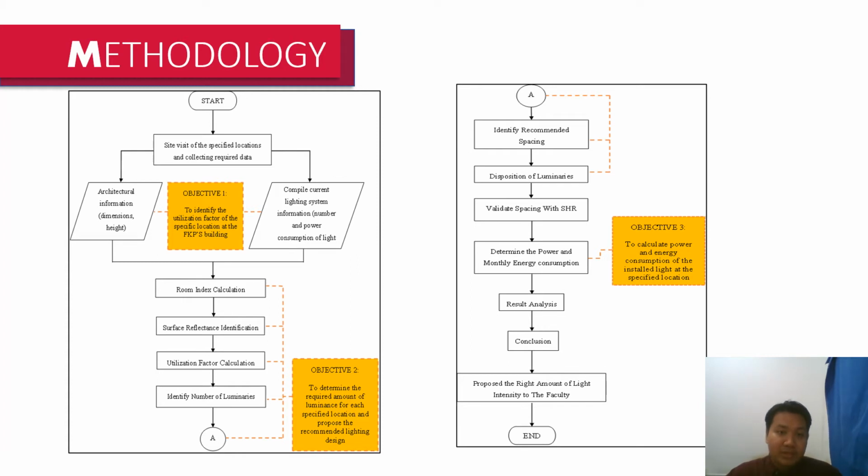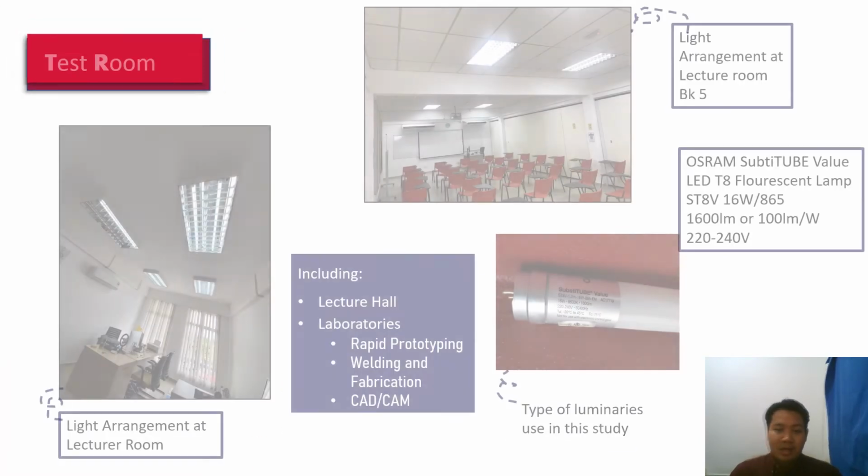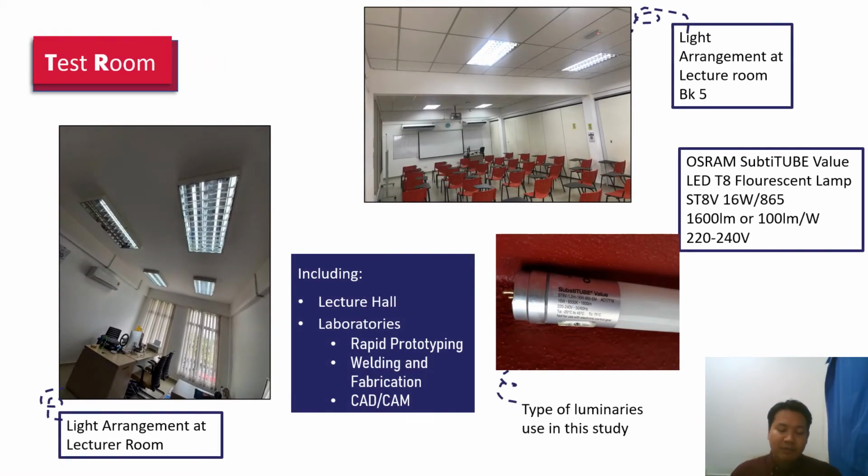Next, we move to the methodology. This slide shows the flowchart of the methodology used in this study. This is an example of a test room conducted for this study. Next to it is the type of luminaire used, which is the Osram Substitube LED T8 fluorescent lamp, used in every test room for this study.